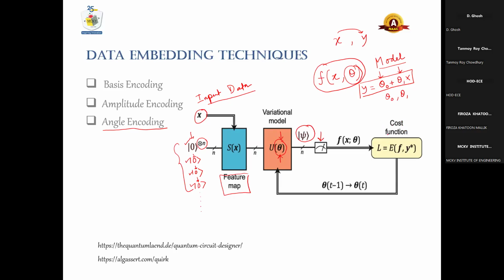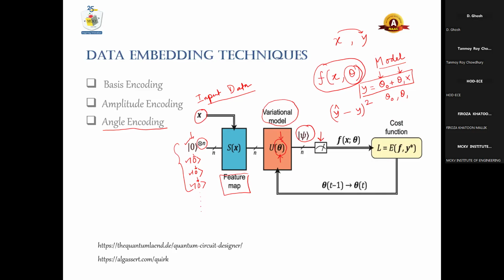loss function, you define a loss function. That loss function might be anything. Let us say your prediction is y hat and your actual value is y. So your loss function might be this, or there might be any other different loss functions. So you define a loss function and then you optimize the theta, change the theta and feed it back to the variational classifier. This is very similar to the classical machine learning architecture.